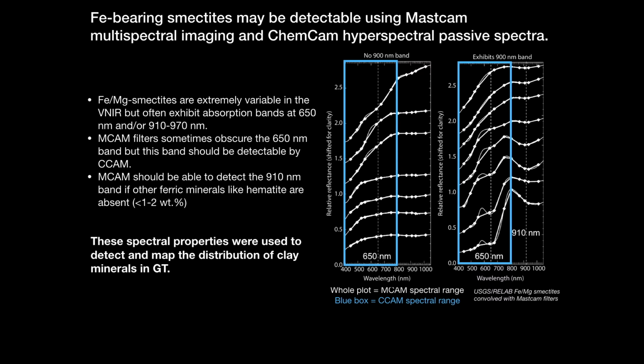The main features that we're looking for with smectites are a 650 nanometer absorption band and/or a 910 to 970 nanometer absorption. Mastcam filters sometimes can obscure the 650 nanometer band, but the band should be detectable by the ChemCam hyperspectral data, and Mastcam should be able to detect the 910 nanometer band if other ferric minerals like hematite are absent or have low abundance. These spectral properties were used to detect and map the distribution of clay minerals in Glen Torridon.